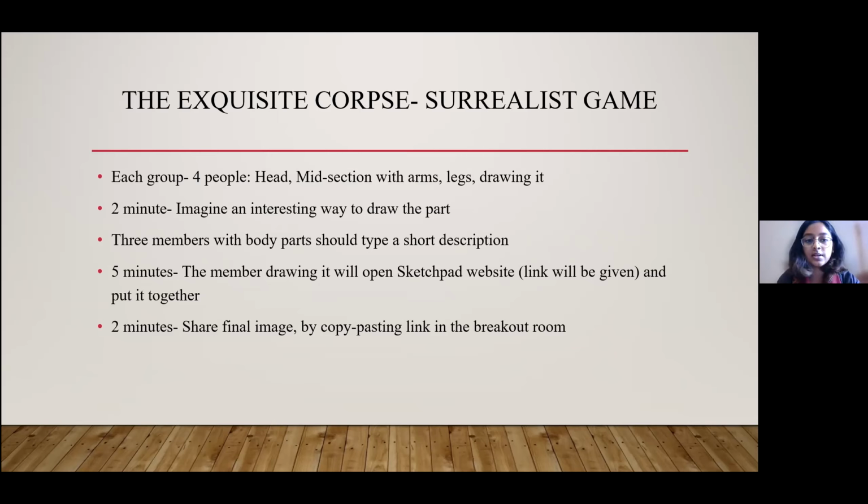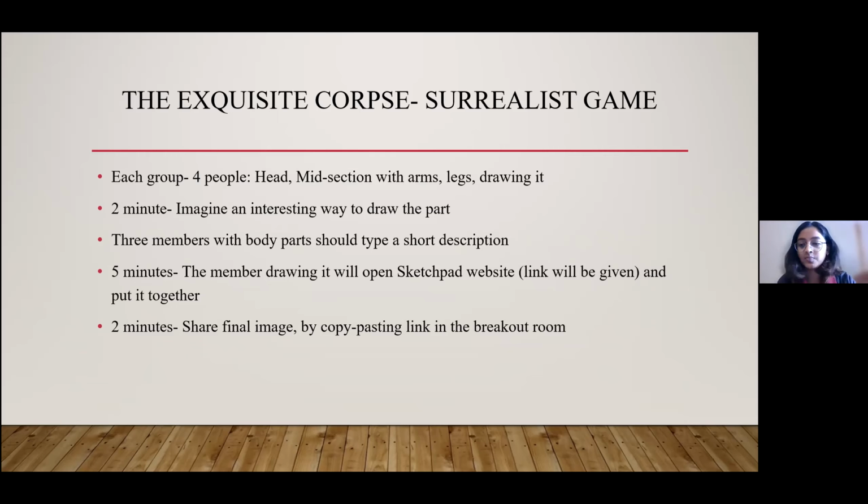I just want to say also, we're going to be putting you in breakout rooms. So if there are any missing members, or additional members, more than four or less than four, just adjust accordingly. Either you can add a part of the body, like a tail or something, or you can assign two body parts to one person. So, okay, here are the instructions.